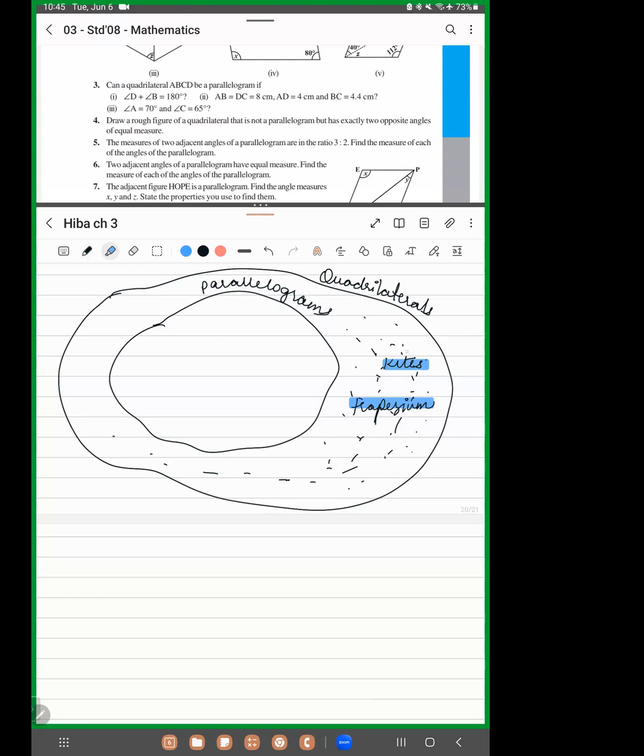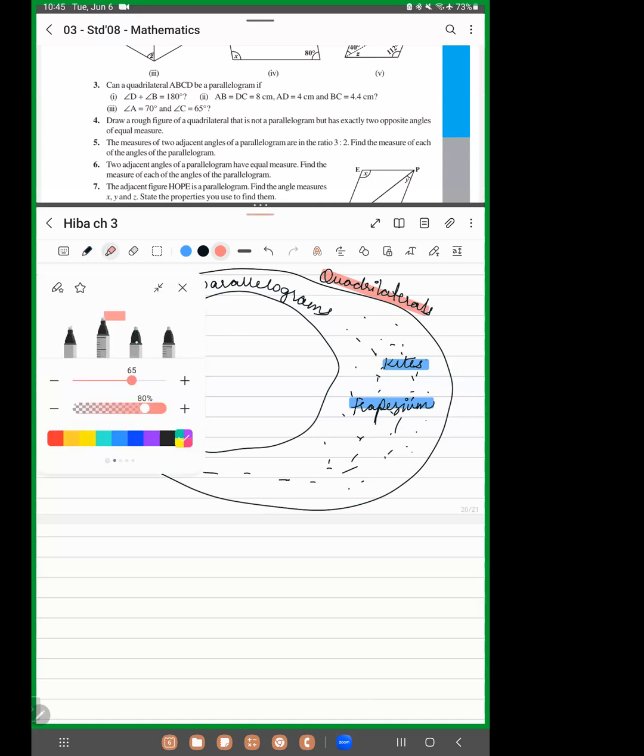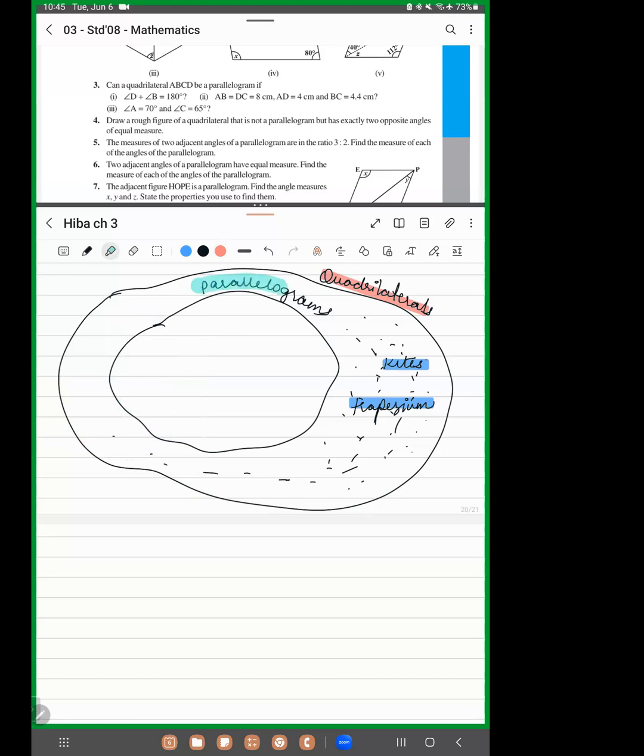So trapezium and kites, they are quadrilaterals. Yes. Don't kick them out of the quadrilateral family. But are they parallelograms? No, they are not parallelograms. Are you understanding the difference? Yeah. Because they don't have the properties of a parallelogram.